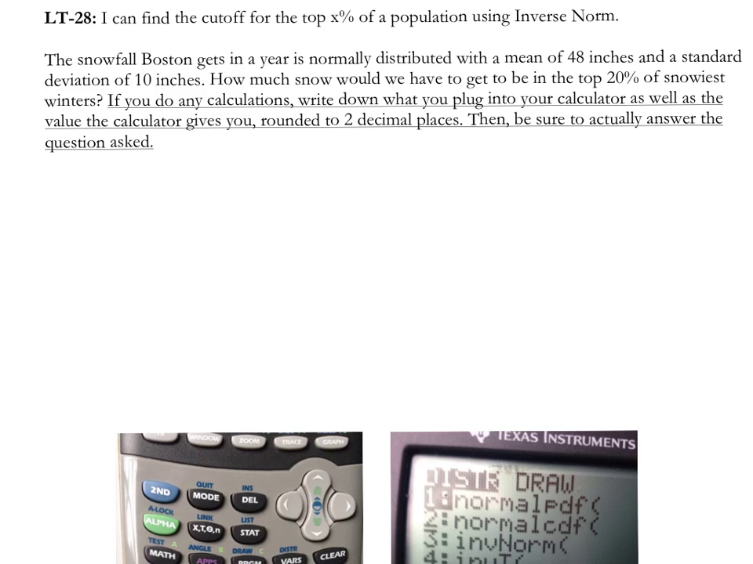We're still talking about snowfall in Boston. But the question is, how much snow would we have to get to be in the top 20% of snowiest winters? Since we're trying to find the cutoff value for the top 20% of snowiest winters, that's a hint that we need to use our inverse norm function, because the inverse norm function allows us to find a cutoff value for the top however many percent. So we will use our inverse norm calculator, or function on our calculator.